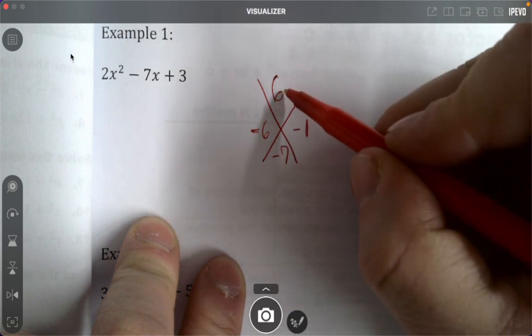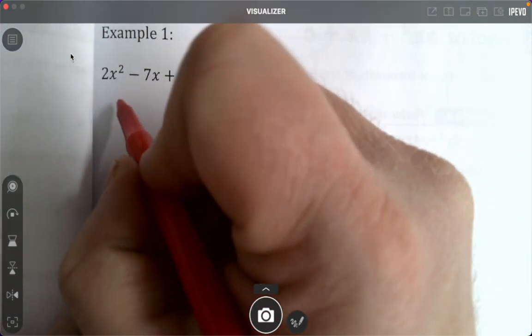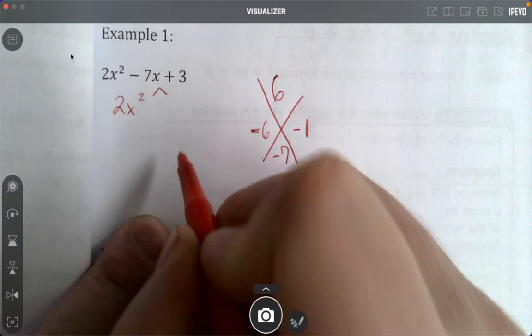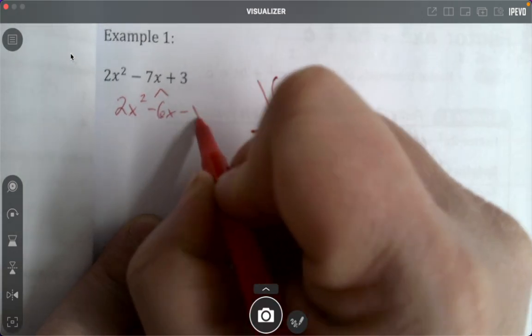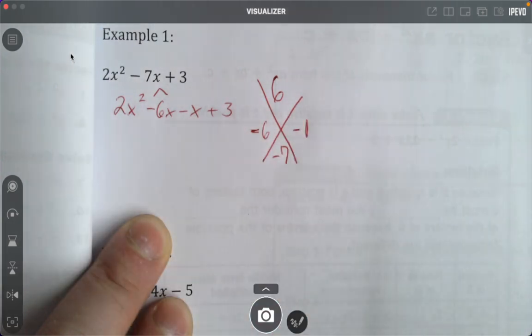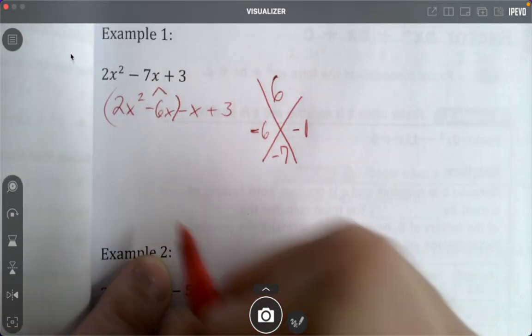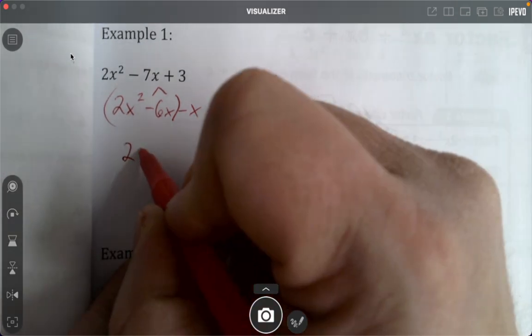Doesn't that multiply to be positive 6 and add up to negative 7? Sure does. So now I'm going to split it up. 2x squared, split this up into minus 6x minus x plus 3. All right, so now I'm going to factor this part out here. I can take out a 2 and an x.